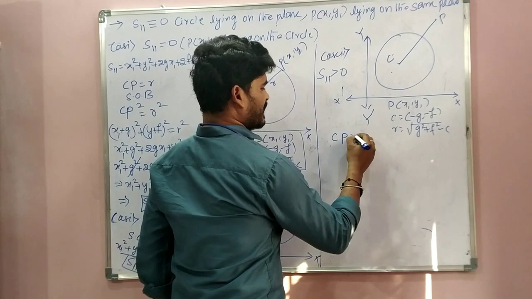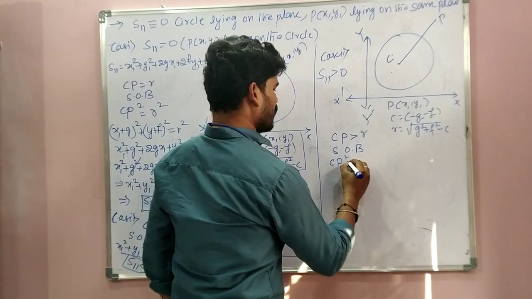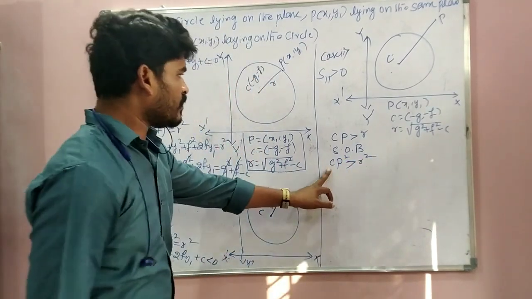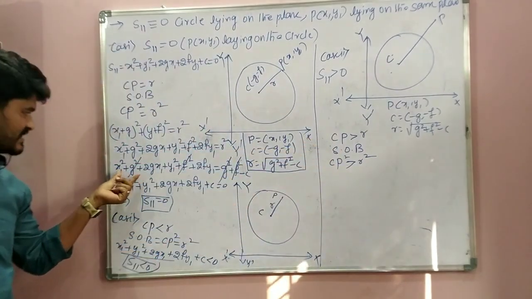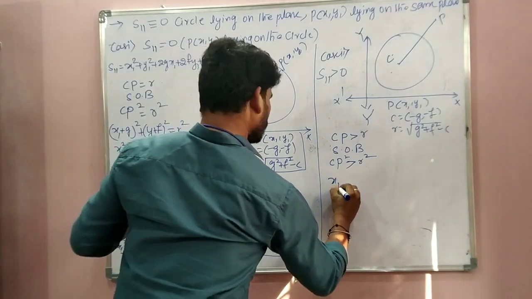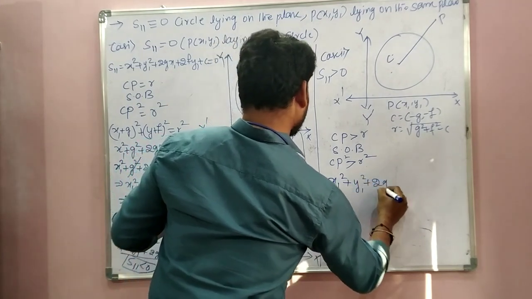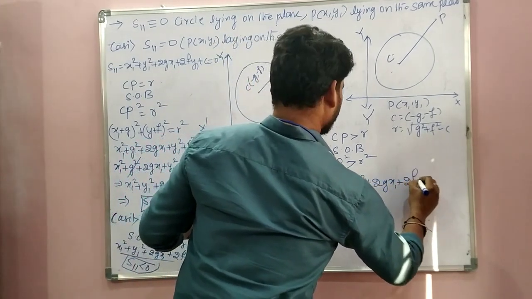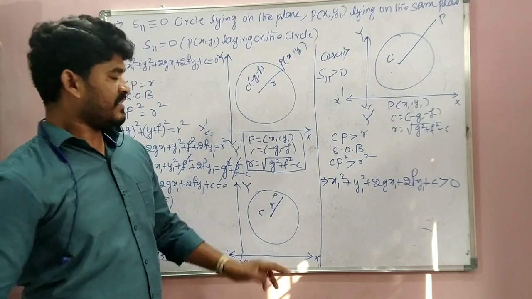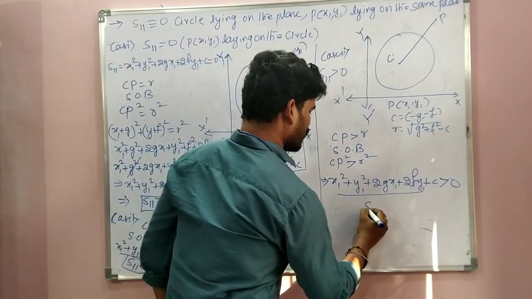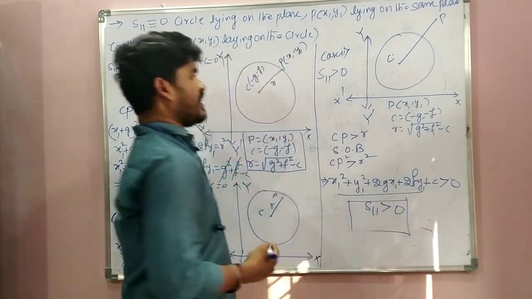So we apply the same method here. Therefore, CP greater than R. Squaring on both sides, we get CP square greater than R square. Finally, we get the same value: x1 square plus y1 square plus 2gx1 plus 2fy1 plus c greater than 0. Therefore, this is written as S11 greater than 0. This is the condition of case 3.